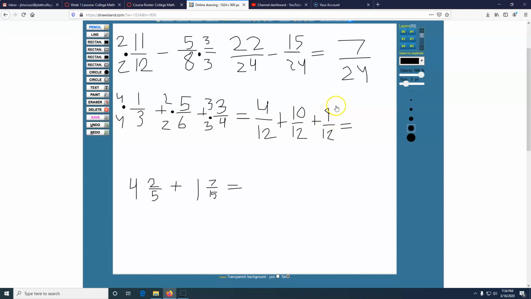Just note, if I ever write something like that, I intend 9, not 4. My 4s always look like that. My handwriting is bad enough as it is. So we add those up. 4 plus 10 is 14, plus 9 is 23, and it's over 12.